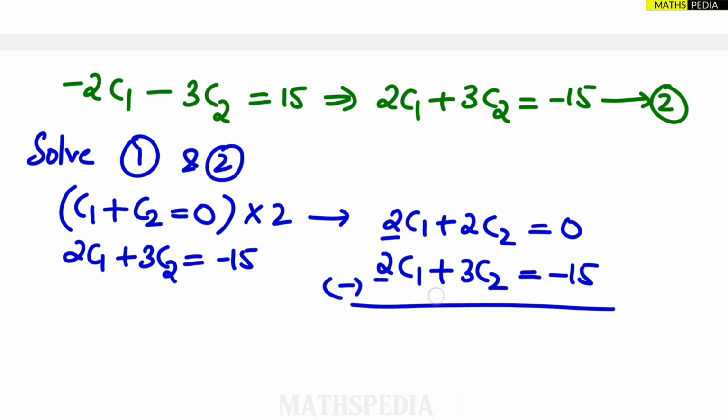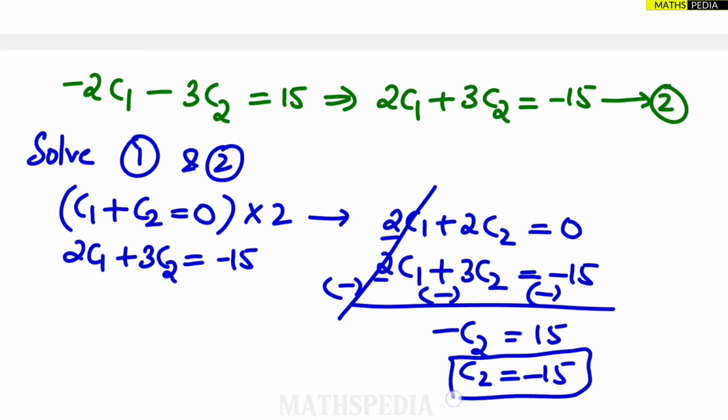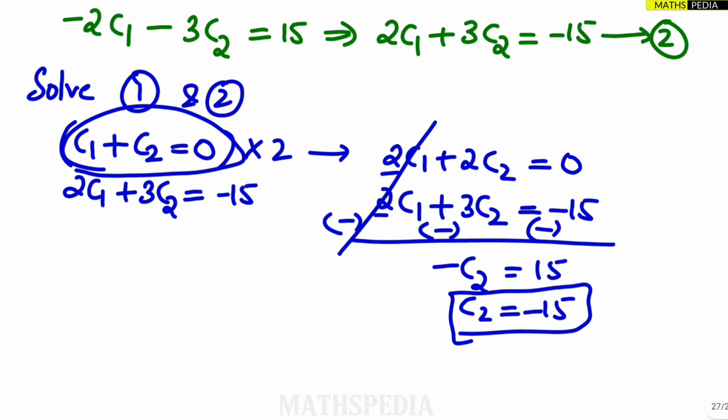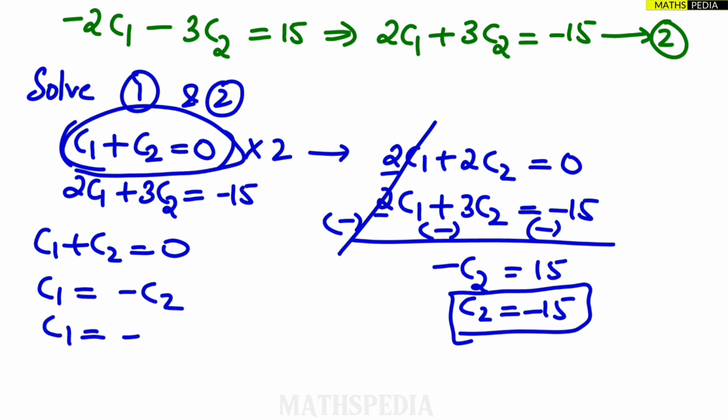Now directly subtract. While subtracting, be careful with the sign. This and this cancel. 2 minus 3 is minus 1. So minus c2 is equal to 0 minus of minus 15, so you will be getting plus. So the c2 value you will be getting is minus 15. Now after getting the c2 value, you can find c1 just by putting it in this equation. We know c1 plus c2 is equal to 0, so c1 is equal to minus c2. Here the c2 value is minus 15, so c1 will be plus 15. So the c1 value we also got.